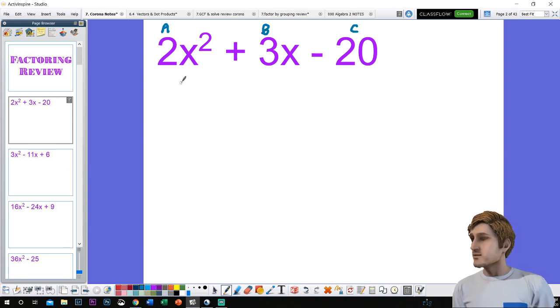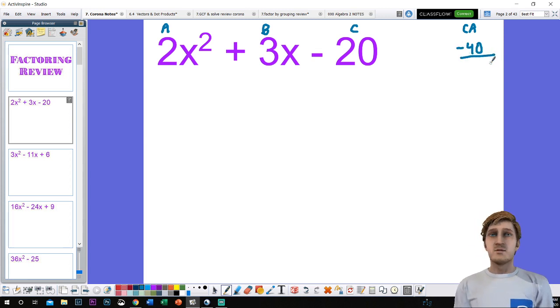All right, our first job is to go to our favorite state, California. We're going to do C times A. So in that case, we would have negative 20 times 2. That gives us negative 40. So we write down negative 40. Then we're going to write down all the factors of negative 40.